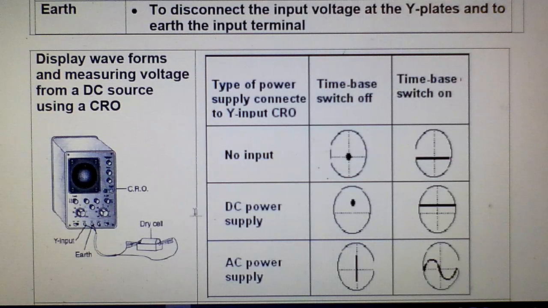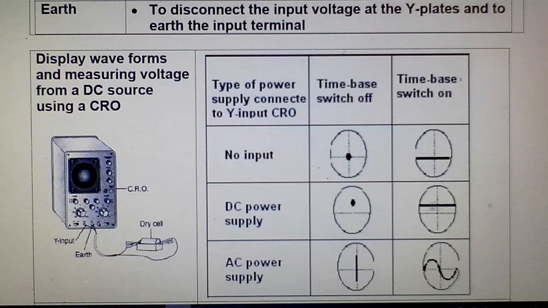Okay, if you input a DC power supply, for example a battery, and you want to know the voltage of the battery, you can connect it to the Y input. Once there is a voltage, the spot will be displaced up. With the time base off, you can just see a spot. If you turn on the time base, the spot moves horizontally, so you can observe a straight line here.